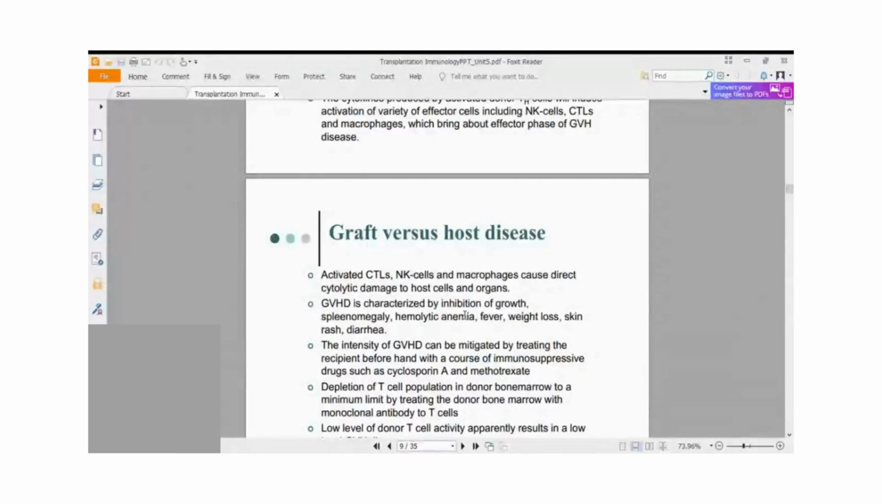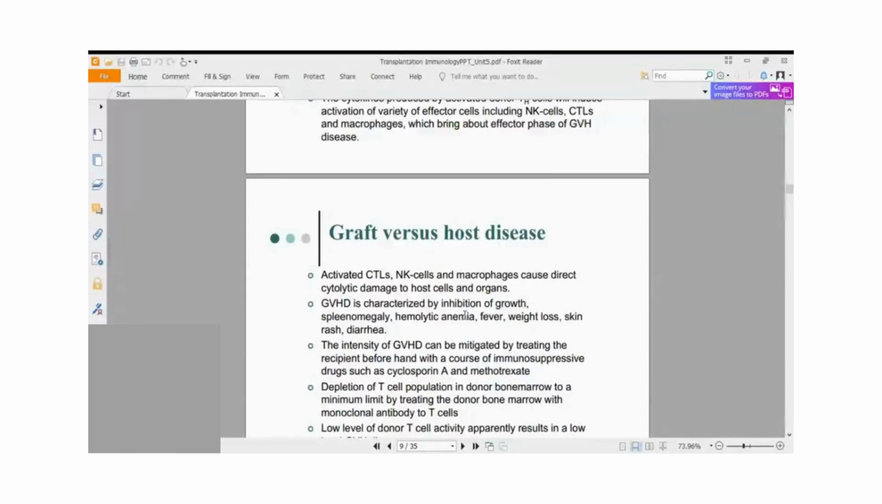Cyclosporin A and methotrexate. I will be talking about the action of both in the immunosuppressive drugs. They will have minimum effect, but at the same time, they can suppress the immune response of the bone marrow and keep the immune response at a very, very low key. And remember, complete depletion of T cells is not advisable in the bone marrow.